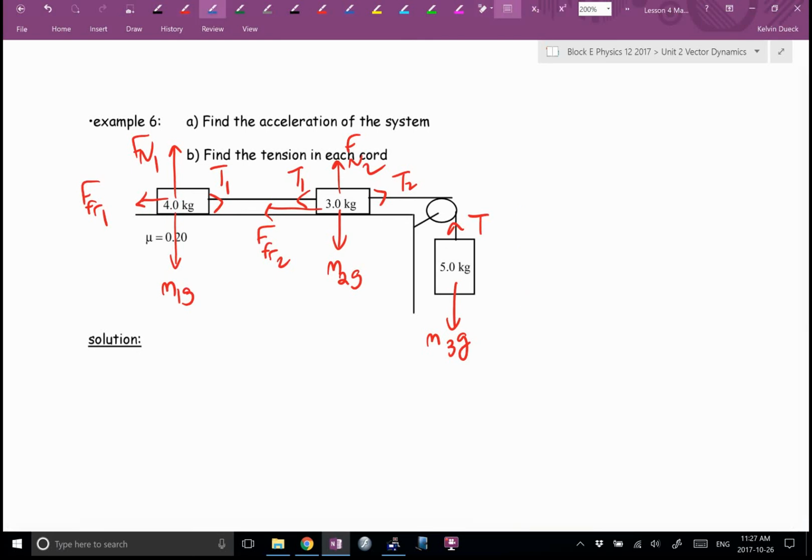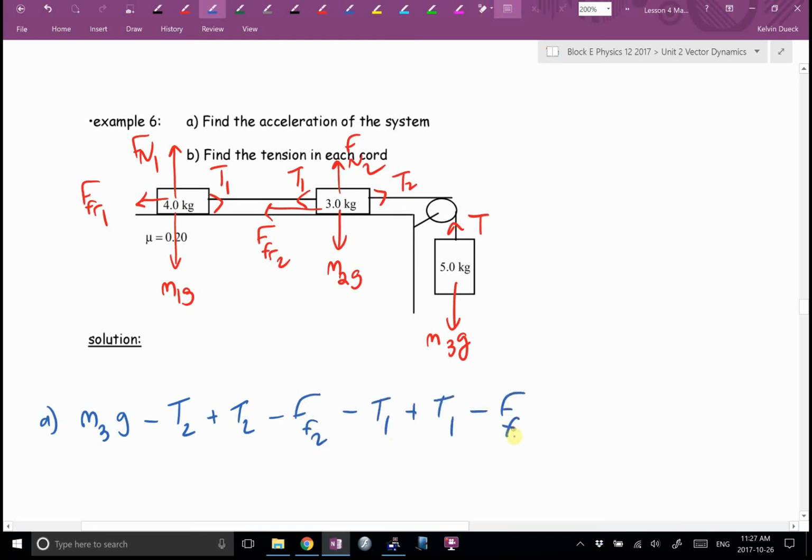What's my equation then? Equals? Good. M3G minus tension 2 plus tension 2. Twice the tension canceling out. I like that.